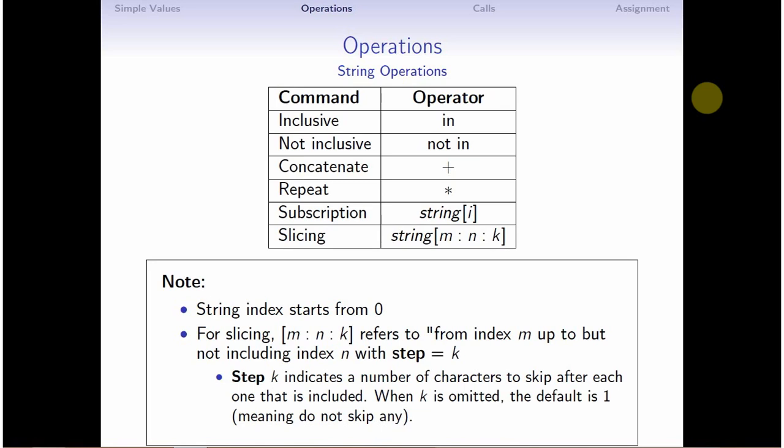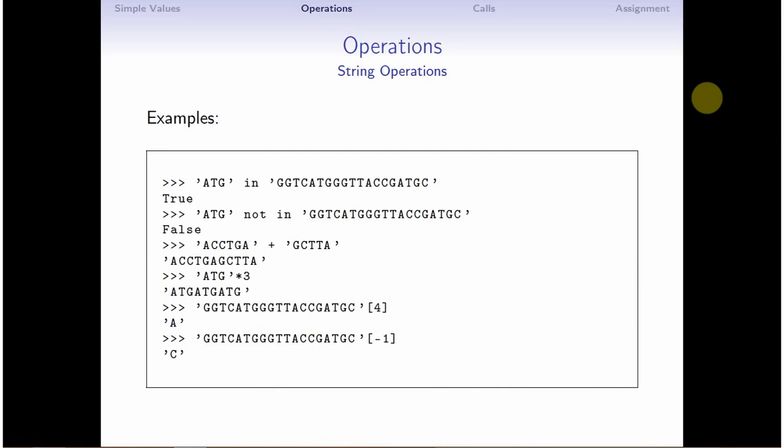For slicing, what are M, N, and K? M represents the index it starts from. N represents the last index, up to what index, but not including index N. Step equals K. K represents how many steps you want to skip. By default it is 1. Later we'll see examples, so don't worry.